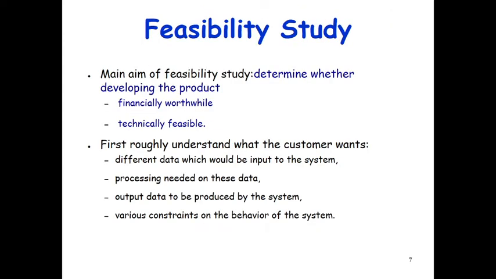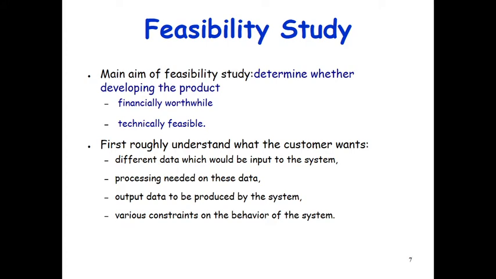So feasibility study, this is a very important thing. The main aim of feasibility study is to determine whether developing the product can be financially worthwhile or technically feasible. Okay, so feasibility study means whether it is feasible technically and financially, your budget is permitted, and you have the proper techniques and proper technology with you. So you need to know that. If you fulfill this criteria, the financial criteria and technical criteria, then it is okay, you can start to develop the software. Okay, so feasibility study is very important.